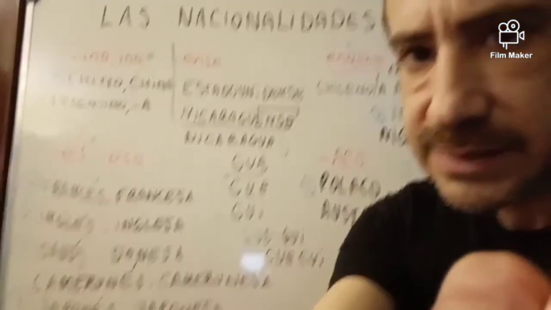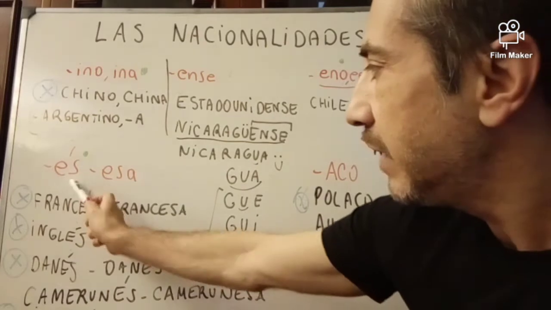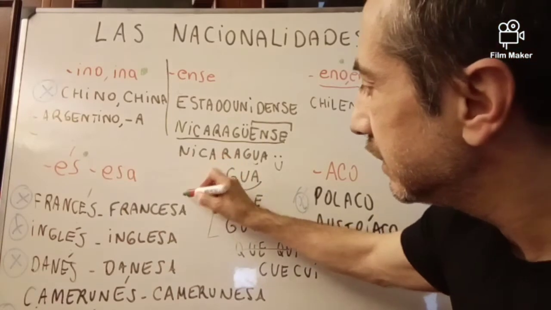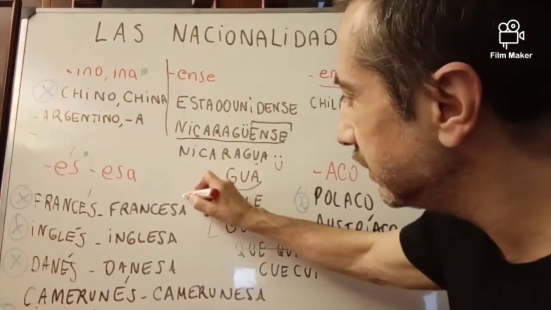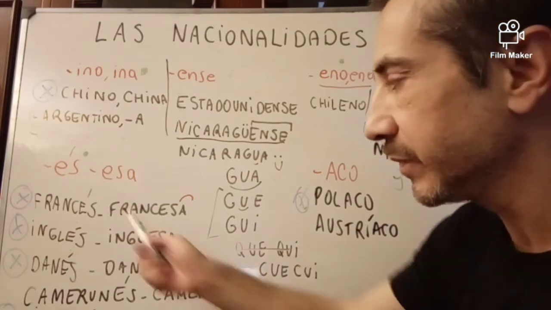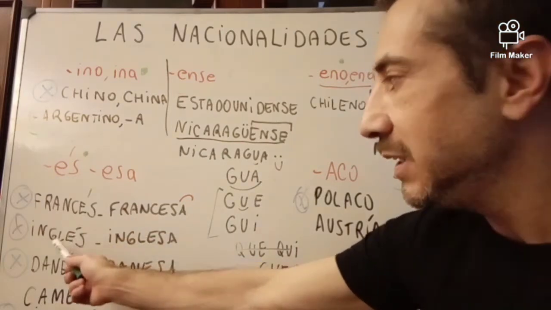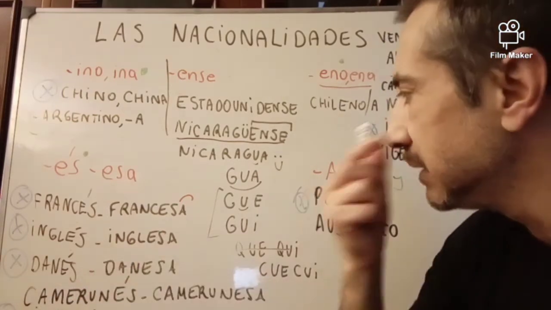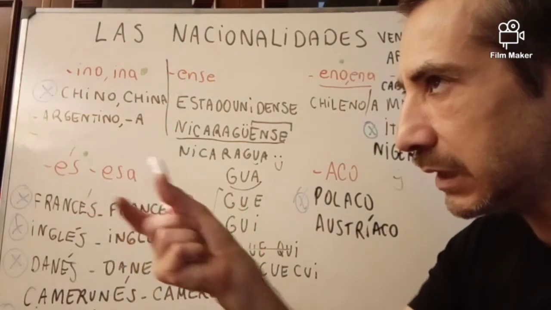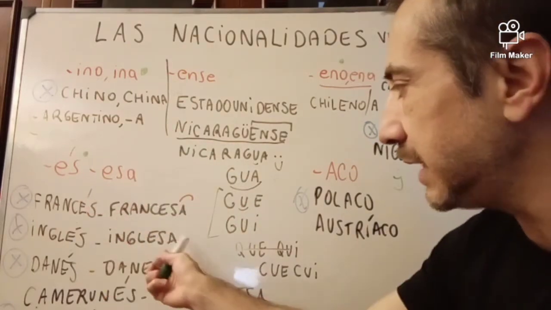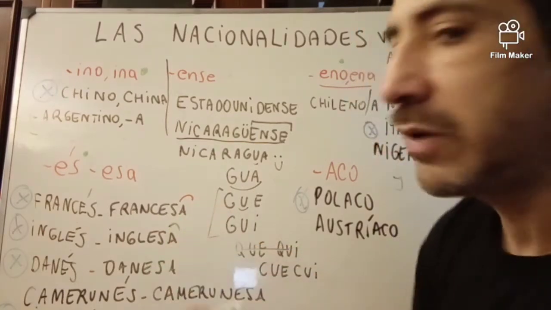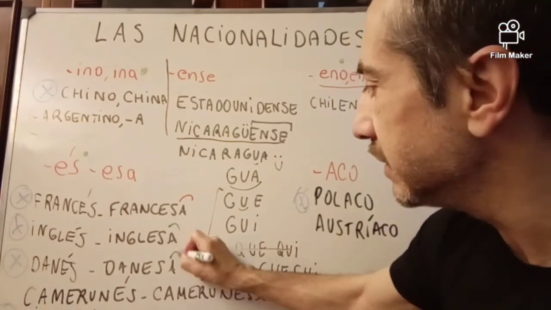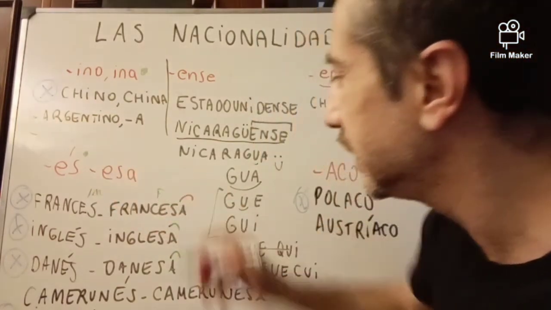So from France, it's okay. From France, francés, men, and we add an A for women, francesa. From England, inglés, inglesa. Well, it's similar to English, inglés. England, English, Inglaterra, inglés, inglesa. From Denmark, danés, danesa. So this is masculine and this is feminine.